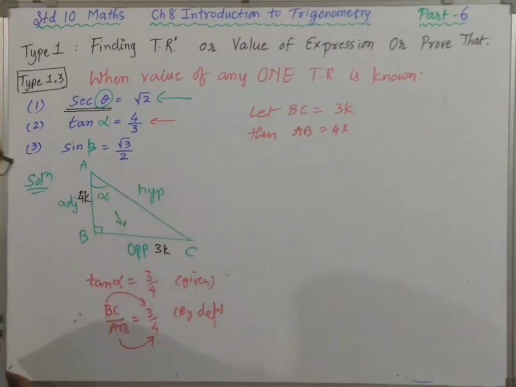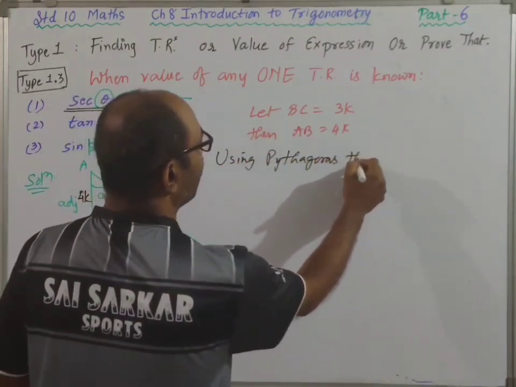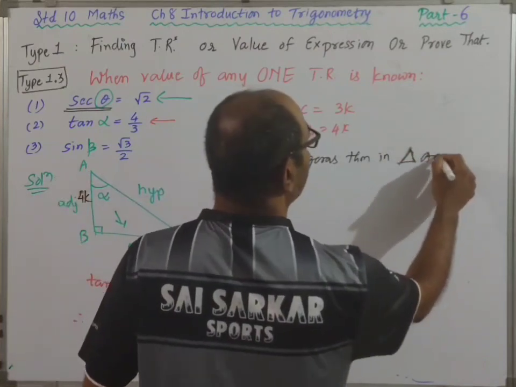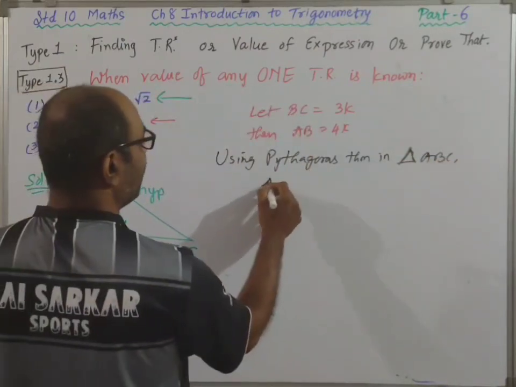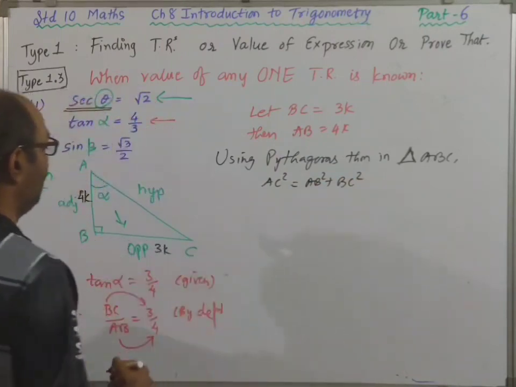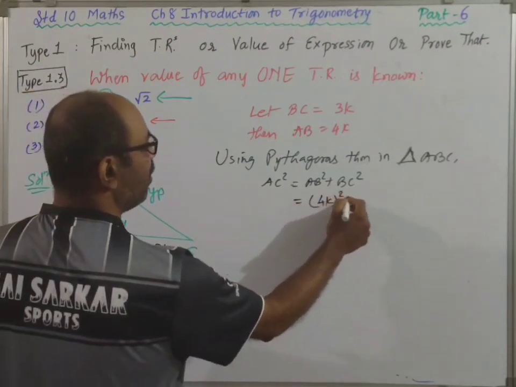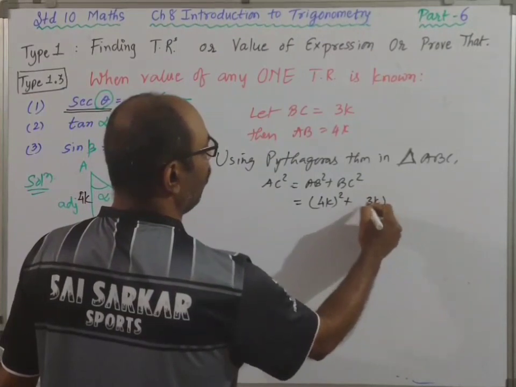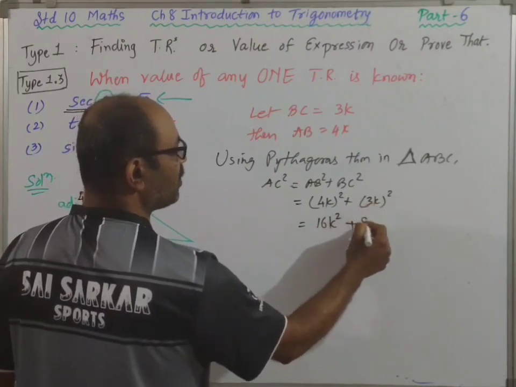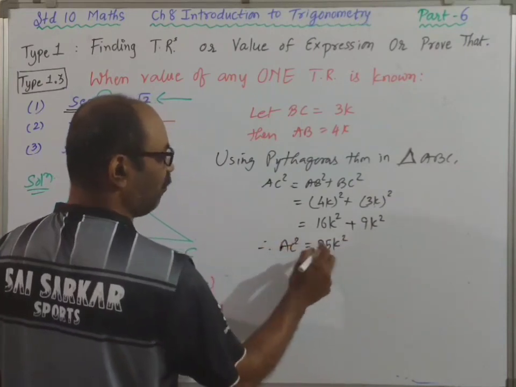Use Pythagoras and find out AC. Using Pythagoras theorem in triangle ABC, AC square is equal to AB square plus BC square. AC this time is not known, so equal to AB 4K square plus BC 3K whole square. 4 square is 16, K square is K square, 3 square is 9, square of K is K square, total 25K square, and that is a beautiful number.